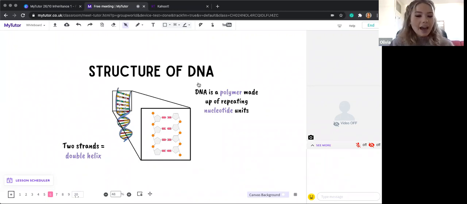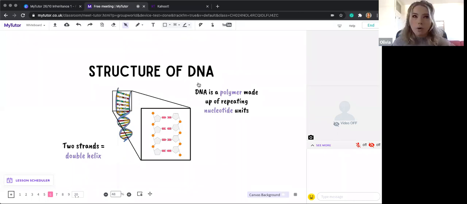So DNA is a double helix. I'm sure you've all seen those little models of DNA before. You hopefully know that DNA is a double helix. And we also call DNA a polymer. So what does polymer mean? Well, we can look at that word. Poly means many, so it means it's made up of many repeating units. We call these units nucleotides.